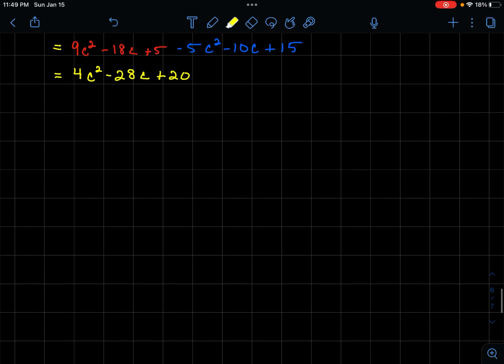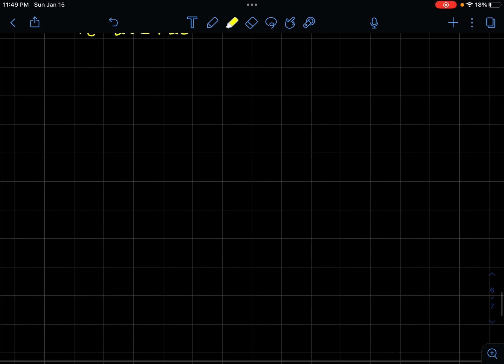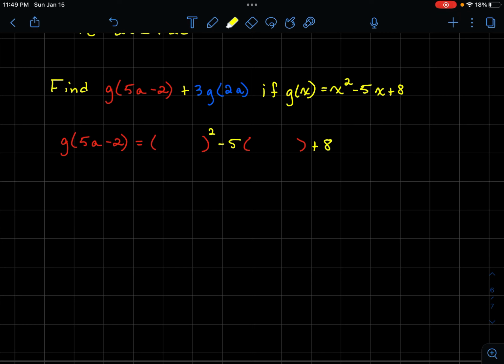That's a lot of work. Let's see if we can go through one more example. Let's find g of 5a minus 2 plus 3 times g of 2a. So I'm going to start with red once again. What is g of 5a minus 2?